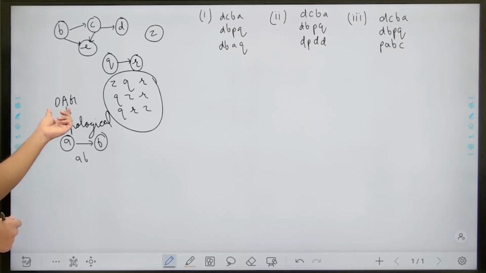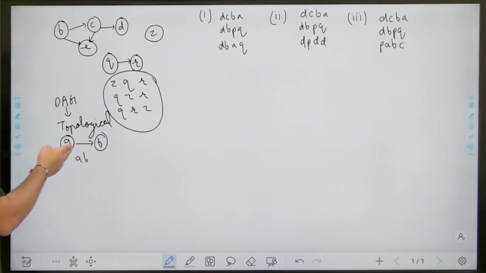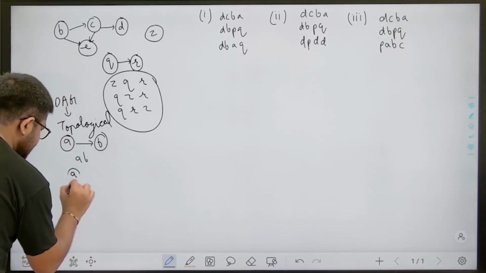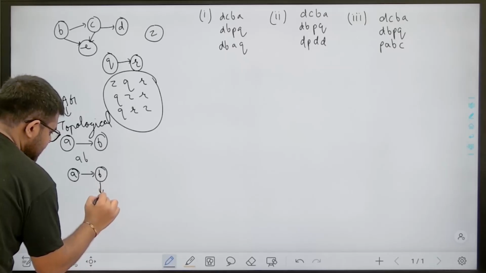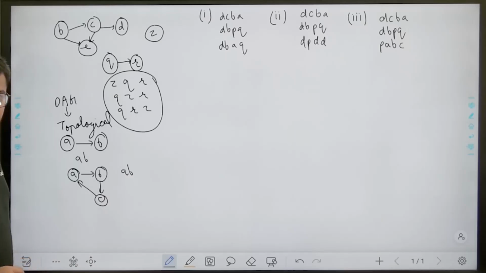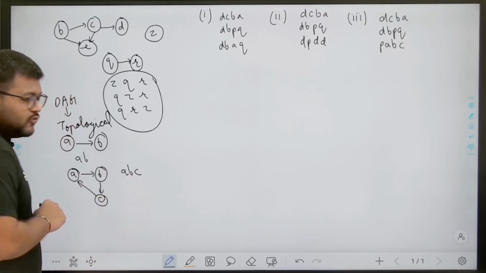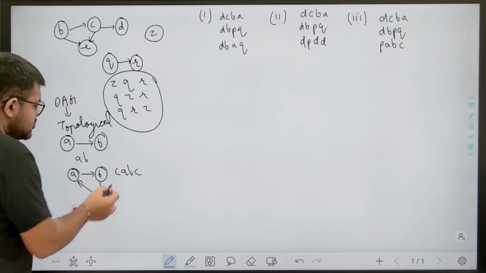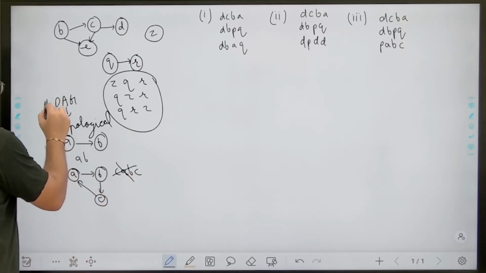Now why is it defined for a directed acyclic graph? Because the edges should be directed, that is the definition. If there is a directed edge from A to B, A should come before B. So the graph must be directed. Why must it be acyclic? Because if the graph is cyclic, then we cannot define the relation. How? Let's say there is a directed edge from A to B, from B to C, and from C to A. This means A should come before B in the topologically sorted output, B should come before C, but C should also come before A. How is that possible? That's why it is only defined for a directed acyclic graph.